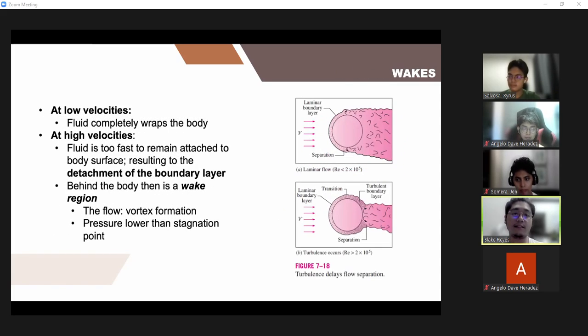At low velocities, the fluid completely wraps around the cylinder or the body, and the two arms meet on the rear side in an orderly manner, meaning that the fluid follows the curvature of the body. While for higher velocities, the fluid is too fast to remain attached to the surface as it approaches the top and bottom of the body. This results in the detachment of the boundary layer and the formation of a separation region behind the body. This hosts a wake region that follows, wherein the flow here is characterized by a random vortex formation and pressures lower than the pressure at the stagnation point.